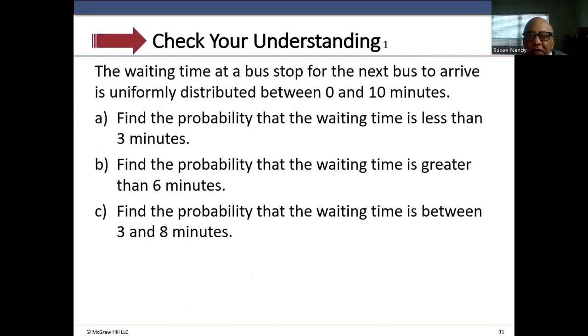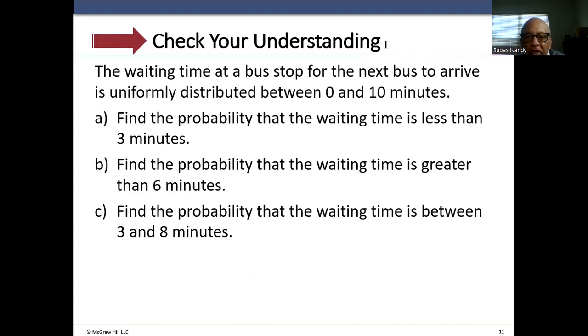The waiting time at a bus stop for the next bus to arrive is uniformly distributed between 0 and 10 minutes. So the width is 10 and the height is 1 over 10. Find the probability that the time is less than 3 minutes. Less than 3 minutes, between 0 and 3. The width is 3 and the height is 1 over 10. 3 times 1 over 10 is 3 over 10, or 0.3.